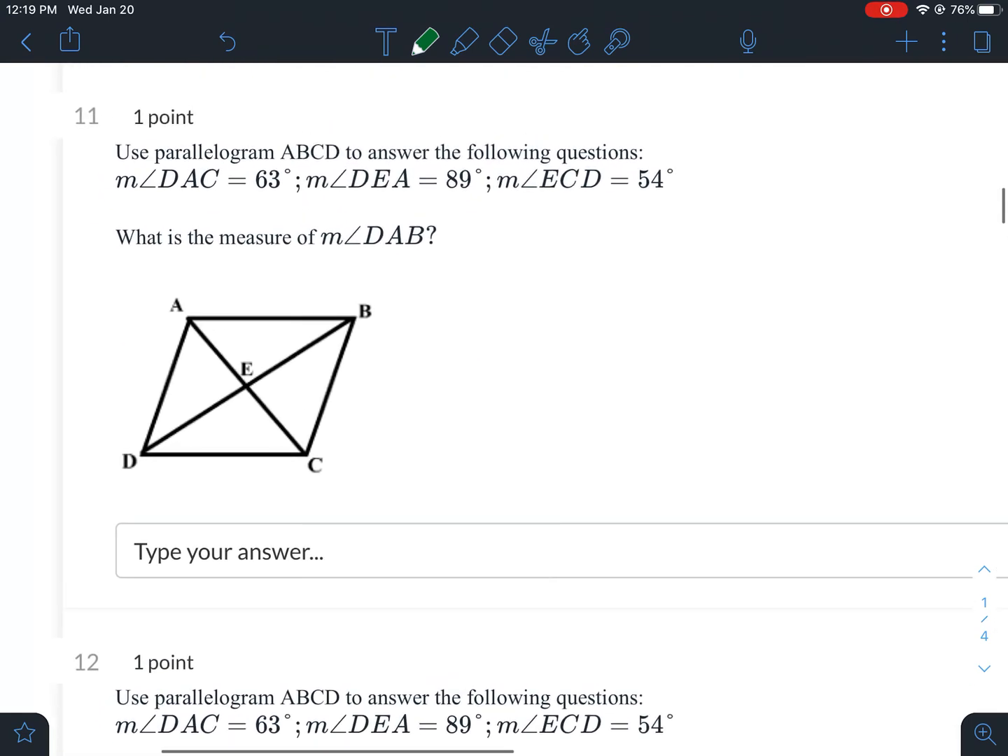11 is a parallelogram. So looking at that, they are telling us the angle DAC is 63. They're telling us DEA, that angle is 89. And they are telling us ECD, right there, is 54. So I've gone ahead and just labeled all of my angles. Now we're going to see what angle it actually wants. It wants DAB, D to the A to the B.